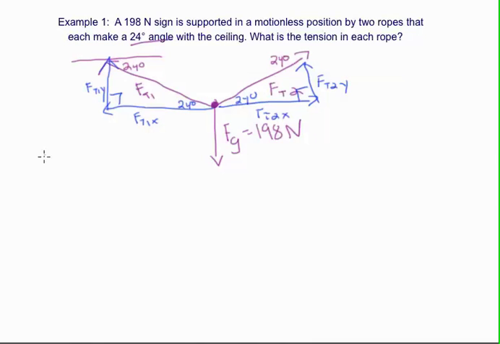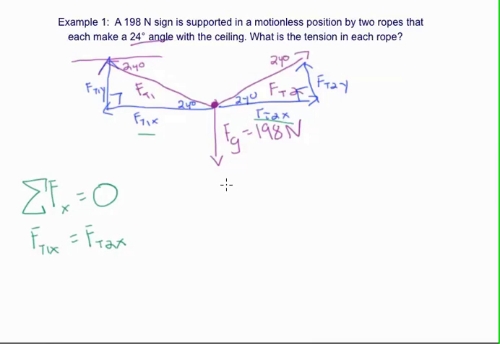So because the sign is motionless, we know that the sum of the forces in the X direction is equal to 0 because it's at equilibrium in all directions because it's motionless. And in the X direction, we just have these 2 forces. So we know that FT1X equals FT2X.